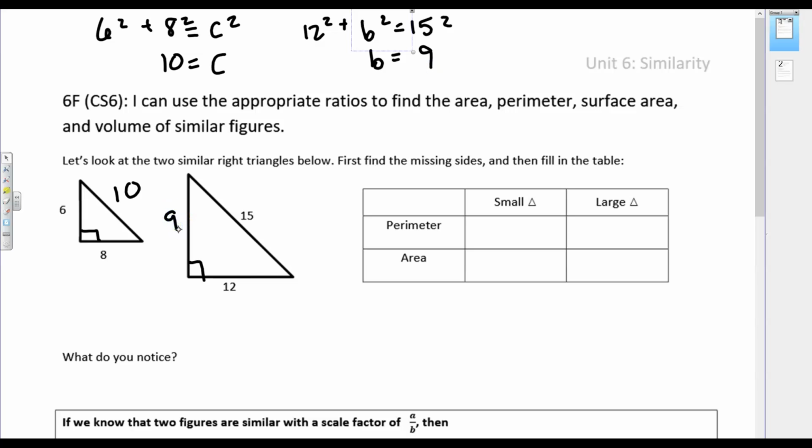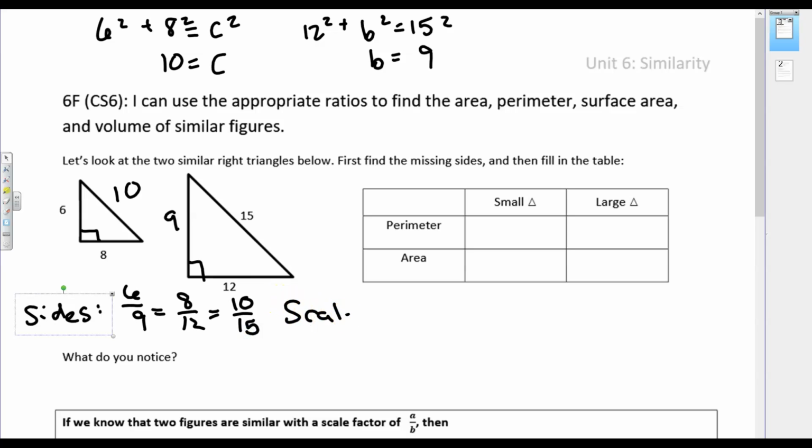So when I look at the ratio of their sides, the sides are in a ratio of 6 to 9 as 8 is to 12 as 10 is to 15, which means their scale factor is 2/3. So now let's look at the perimeter. The perimeter of my small triangle is 6 plus 8 plus 10, which is 24. Whereas the perimeter of my larger triangle is 9 plus 12 plus 15, which is 36.